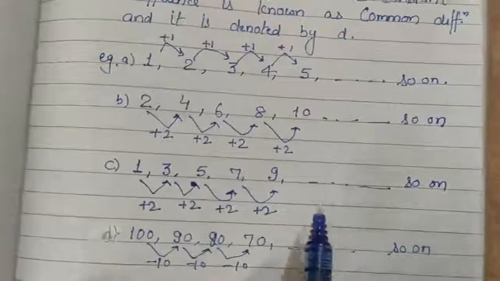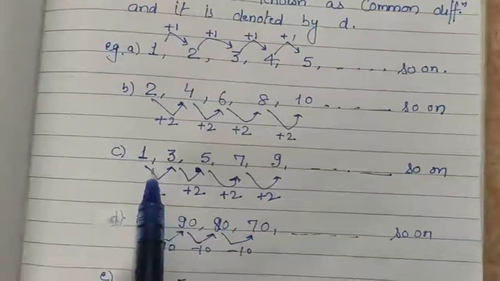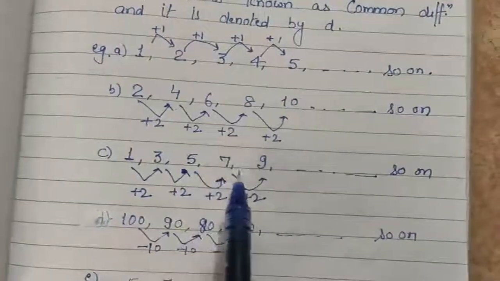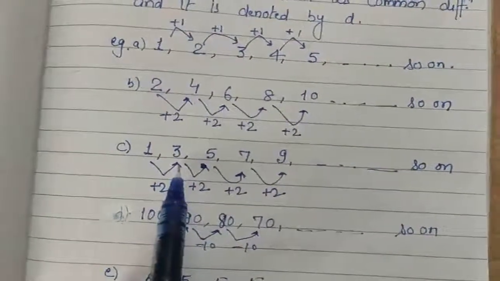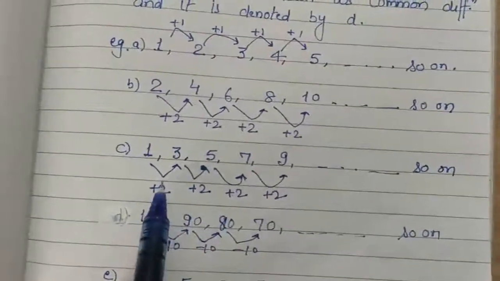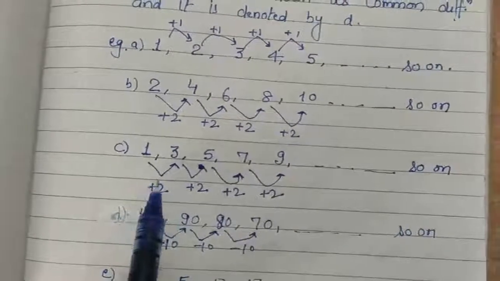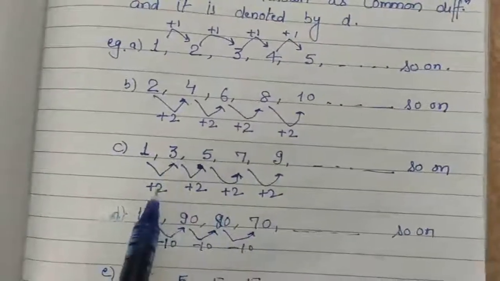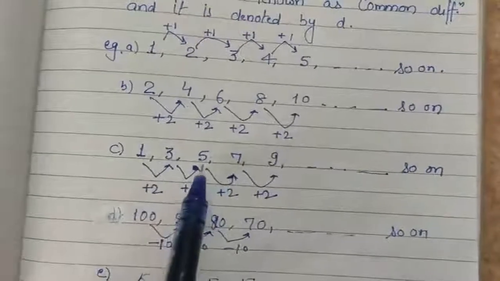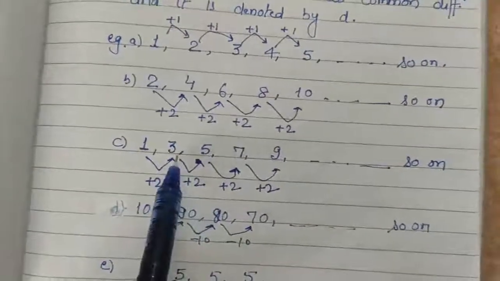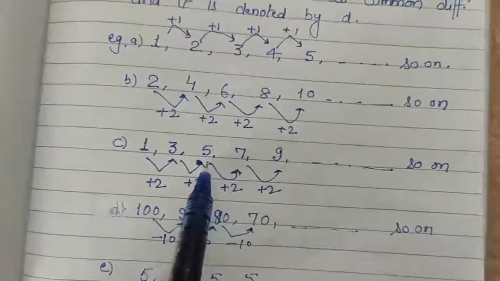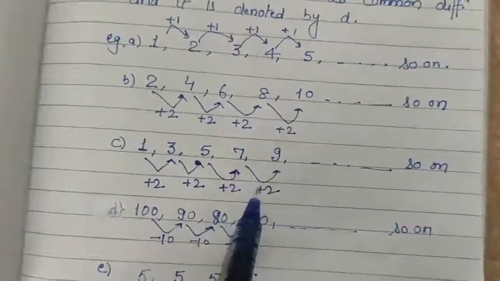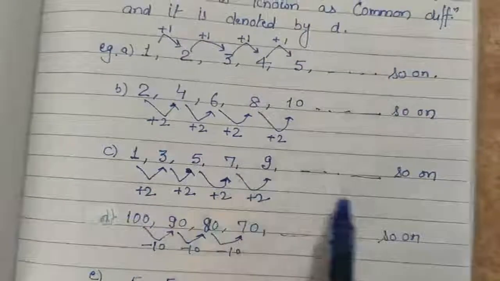In the next progression we have a progression of odd natural numbers, that is 1, 3, 5, 7, 9 and so on. In this progression each succeeding term is obtained by adding a constant number to its preceding term, that is 2. Here 3 is obtained by adding 2 to its preceding term, that is 1. 5 is obtained by adding 2 to 3. 7 is obtained by adding 2 to 5. And 9 is obtained by adding 2 to 7 and so on.